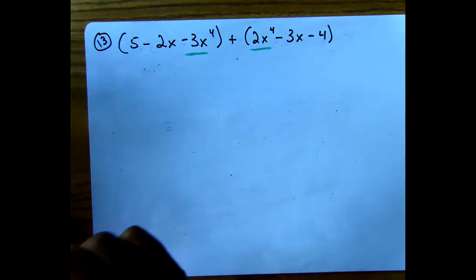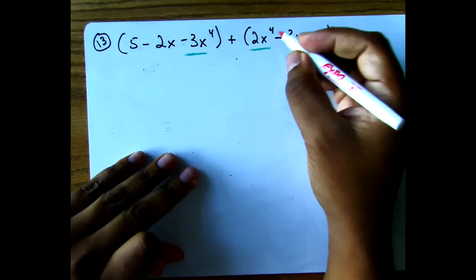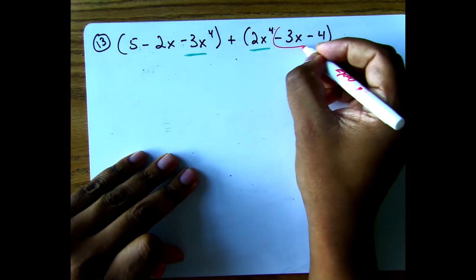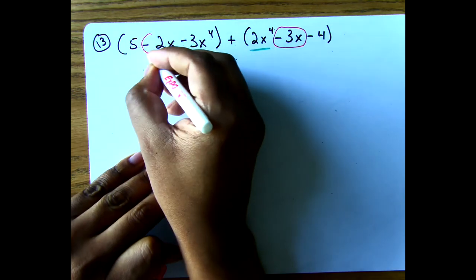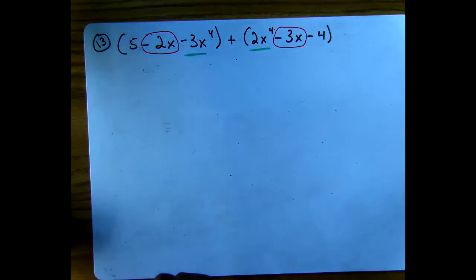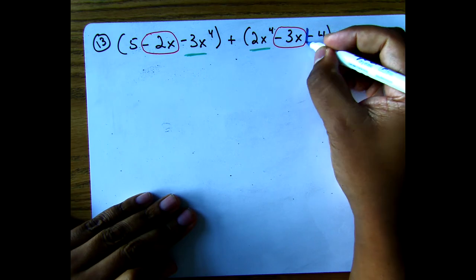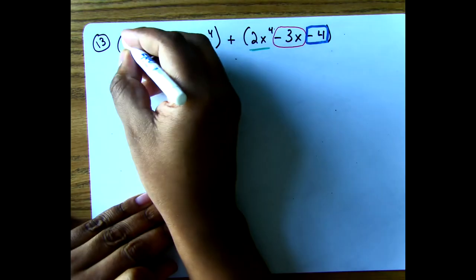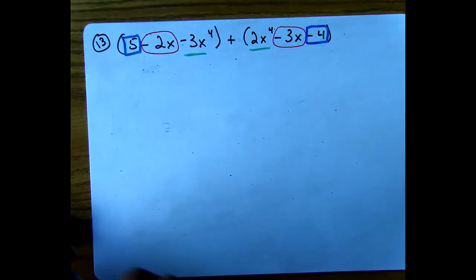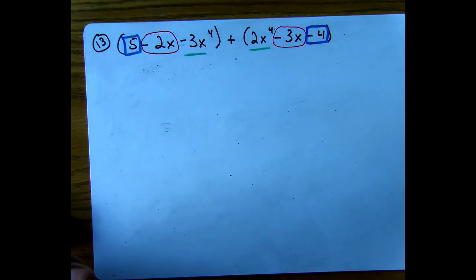Okay, my next degree here would be the negative 3x and the negative 2x, and I'm going to circle those. Okay, and now my next degree down will be my constants, and I'm going to put those in a box. So it'll be this negative 4 and this positive 5. Okay, now once you do that, you're just going to add underline with underline, circles with circles, and squares with squares.